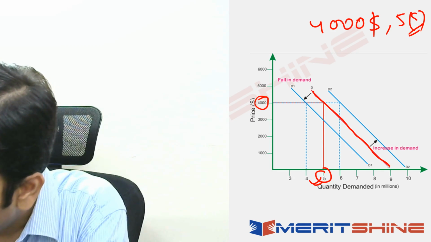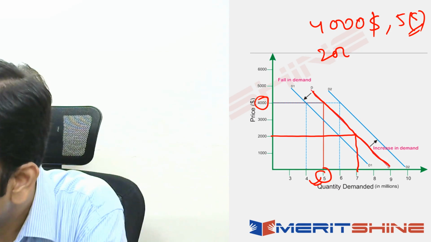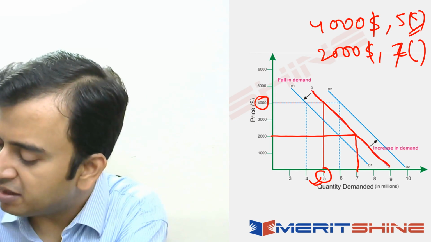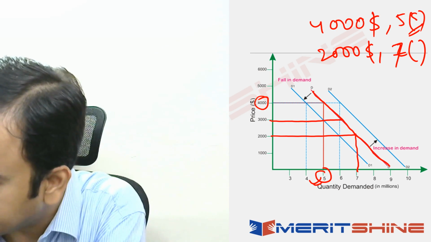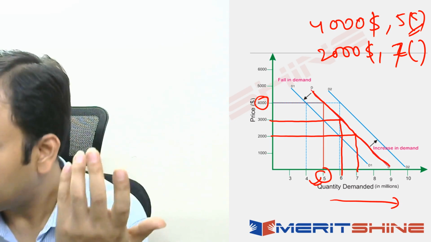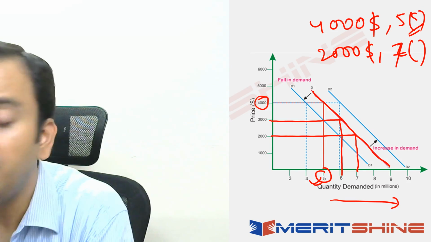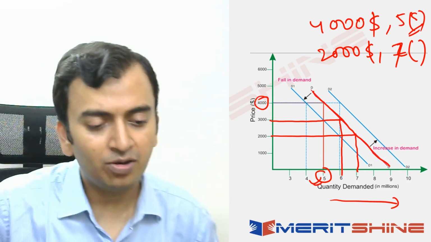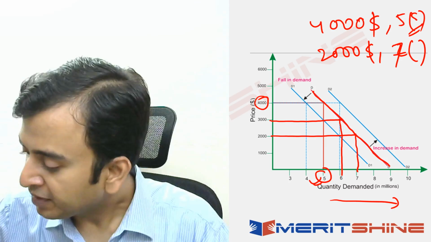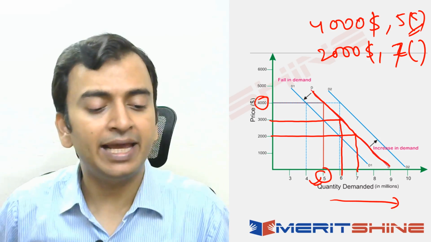Now if you look here, at 2,000, what is the quantity demanded? 7. So what we are observing, with every price decrease, the quantity demanded increases. This is the law of demand, which says that whenever prices for a thing fall, we tend to demand more. Okay, I think I just completely moved out of screen. So what it says is, whenever there is a decrease in price, the quantity demanded increases.